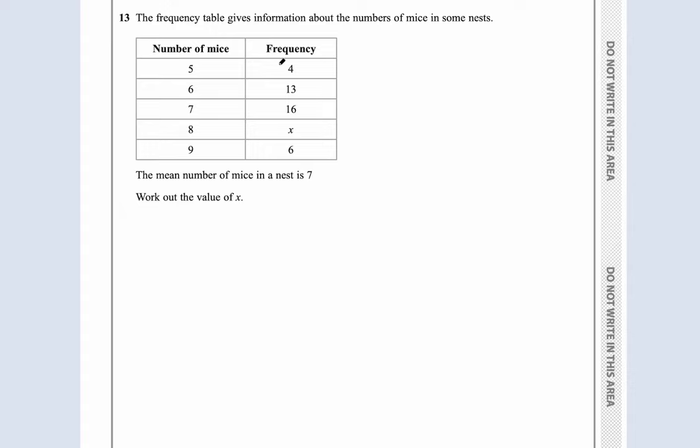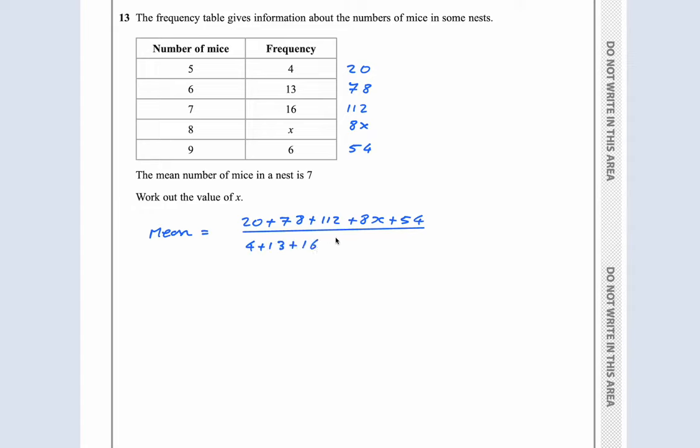Okay, so the normal way to get the mean of a frequency table is you multiply all of these out first. So 5 times 4 is 20. 6 times 13 is 78. 7 times 16 is 70 plus 42, which is 112. 8 times x is 8x, and 9 times 6 is 54. So to get the mean, I add all these up: 20 plus 78 plus 112 plus 8x plus 54, and I divide by the total frequency. So I add these up: 4 plus 13 plus 16 plus x plus 6, and this divided by this has to equal 7.